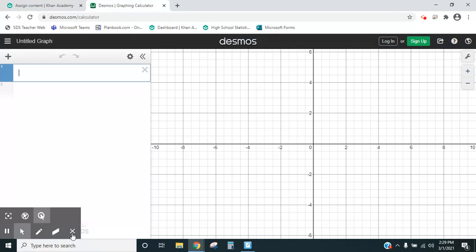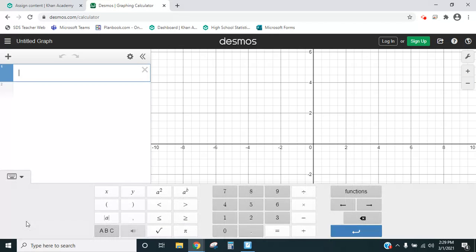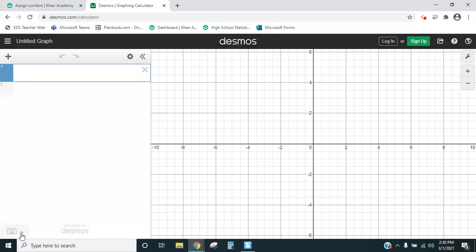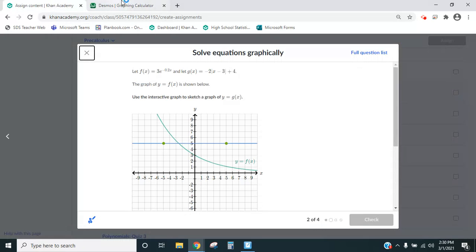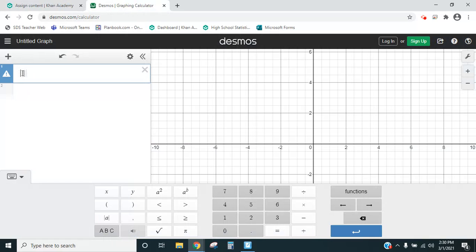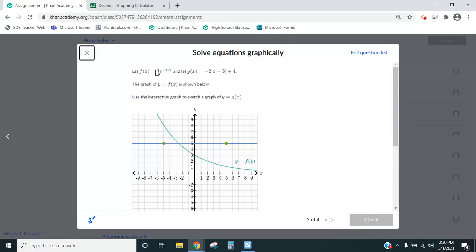In order to get to the absolute value, I've got to click down here on this keyboard, and I need that. Right? So it was -2 on the outside, the absolute value of x minus 3, and then +4. There it is.